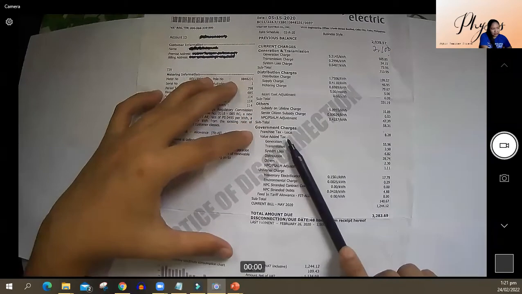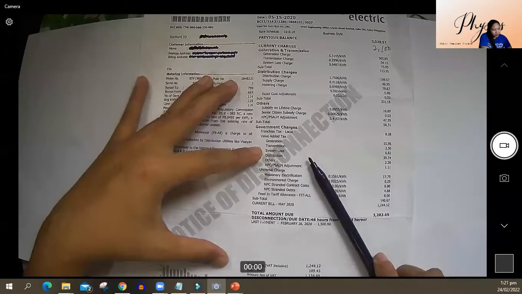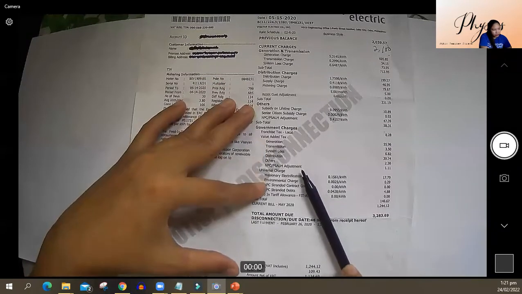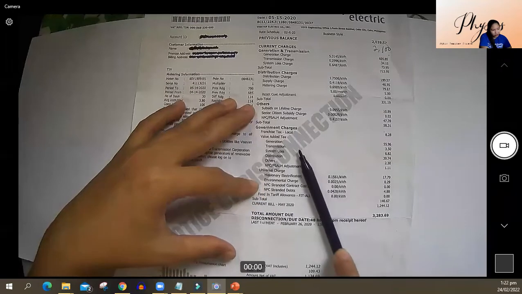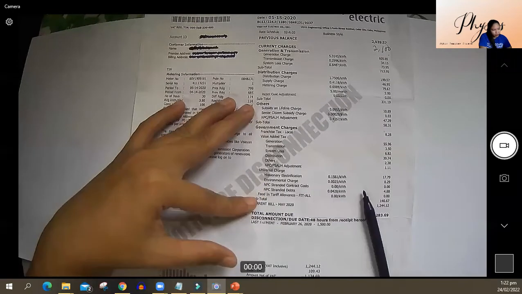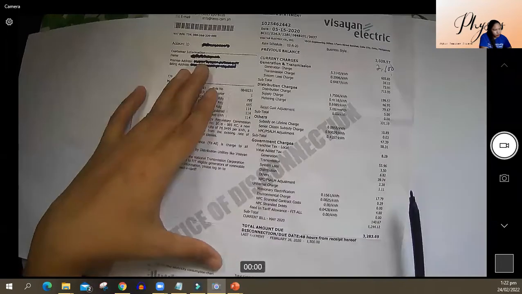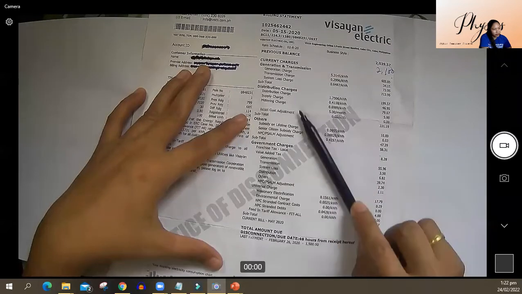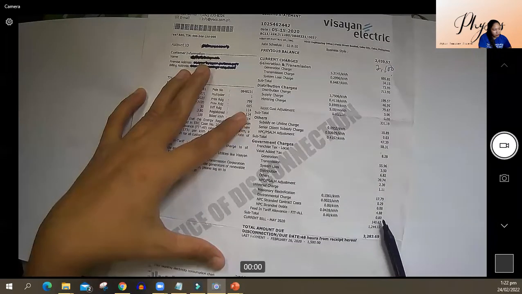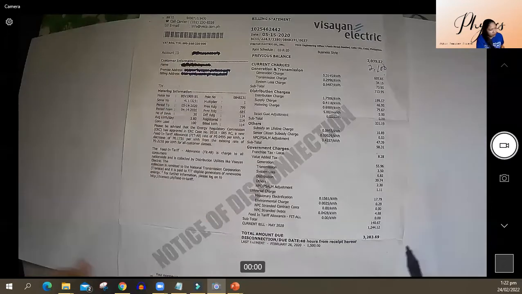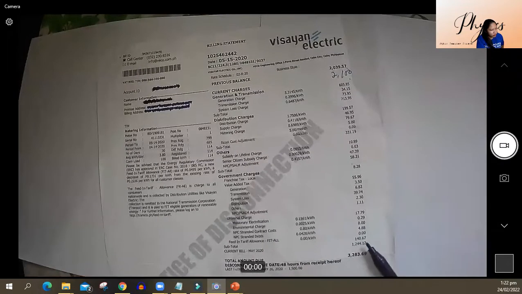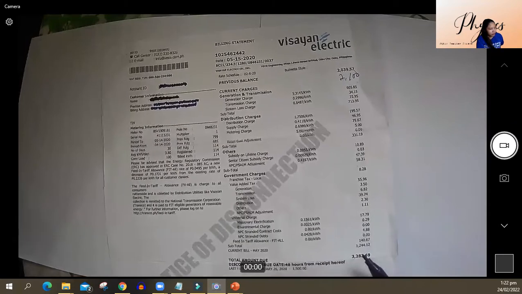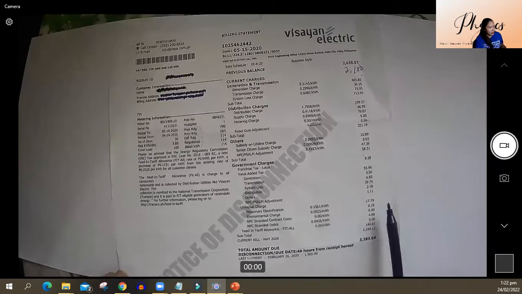And then the last is the government charges. It will show all the charges underneath this area, and it will give you the total. If we sum all the charges from the four areas, you will get your current bill, which is this amount. In our sample, we have 1,244.12 pesos. That's the current bill for this electric bill.